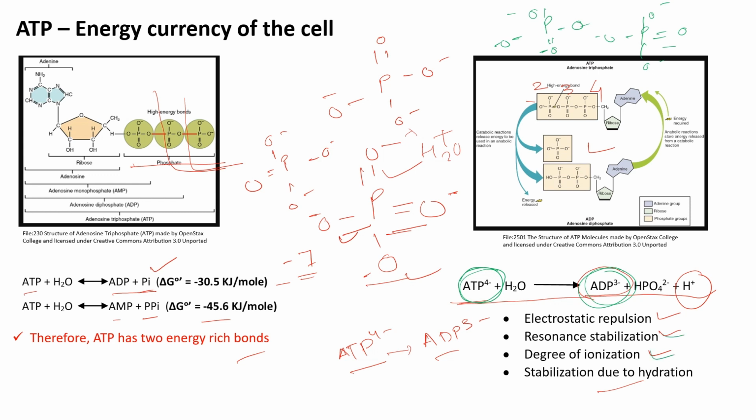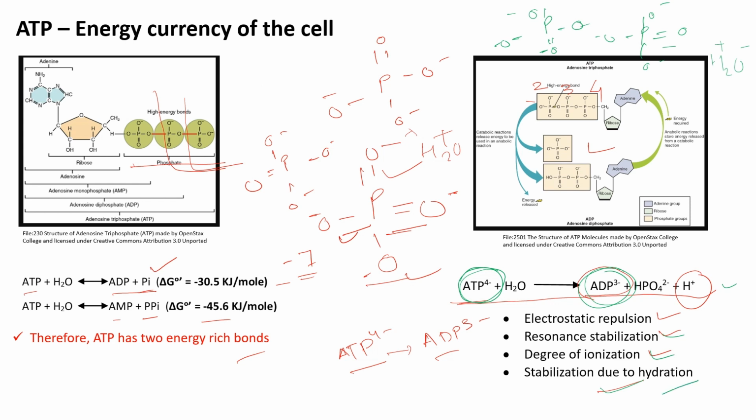Next is degree of ionization. Because here H plus is also released, and in the cell we have less H plus, so the release of H plus is always favored. So this is called degree of ionization. Next is stabilization due to hydration. Because phosphate has so many negative oxygen elements, and in the cell we have water molecules. In a water molecule we have hydrogen with partial positive charge, oxygen with partial negative charge. So this hydrogen of water can interact with this oxygen of phosphate. So this type of stabilization is known as stabilization due to hydration.